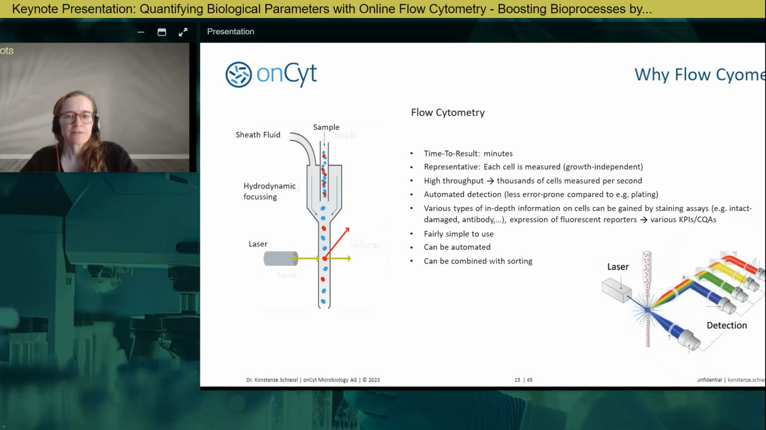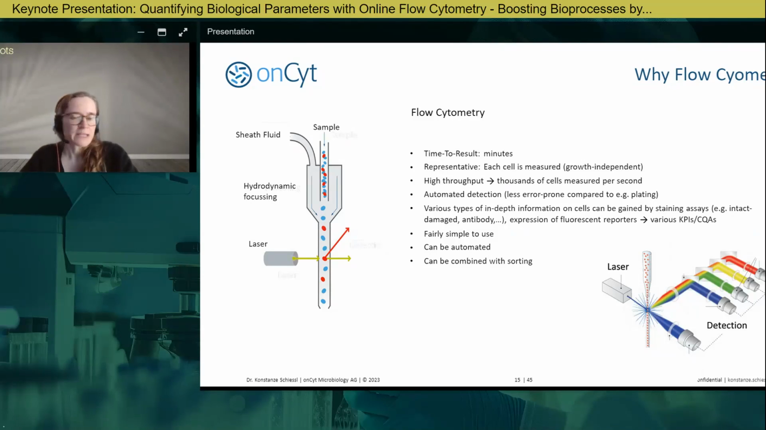It's very representative compared to, for example, plating. So really every cell is measured, growth independent, and we have high throughput. So thousands of cells are measured per second. Yeah, again, compared to plating, you have automated detection, so it's less error prone. And a really nice thing about it is that you can use different types of staining assays, and I will mention some. And this really gives you a lot of detailed biological information of the cells that not many other methods can give you.